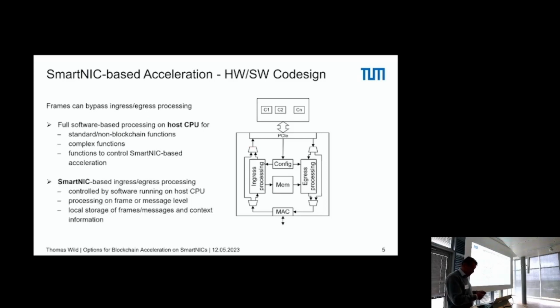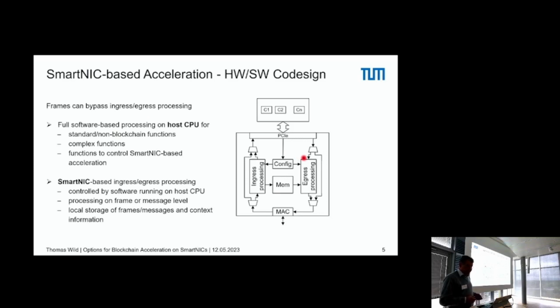So on the SmartNIC itself, I mentioned this ingress-egress processing. And I also mentioned that this is controlled by software on the host CPU, so the hardware does not have a life of its own. It only acts as authorized by the software. This is symbolized here: the software writes down some configuration information that is necessary for doing ingress or egress processing.